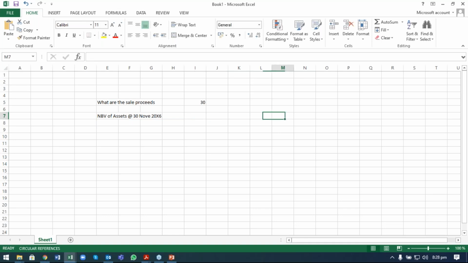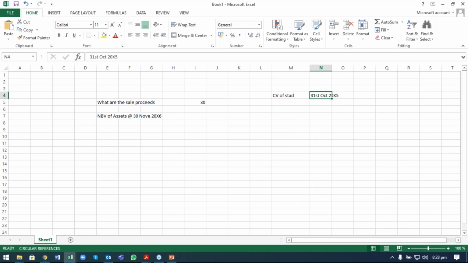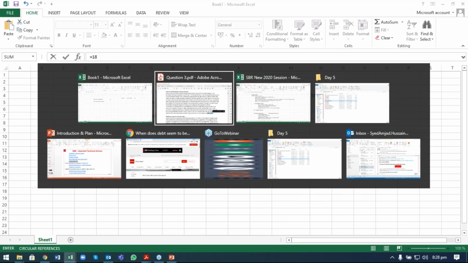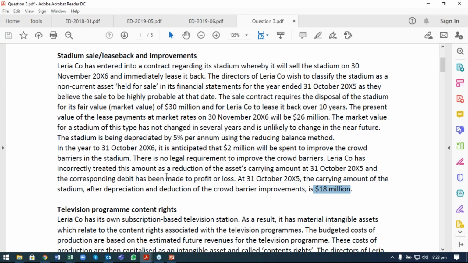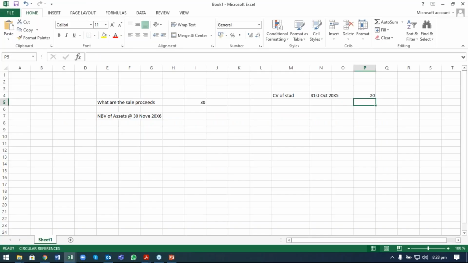Sorry, I'm looking into the value on 31st October 20x5. This is the carrying value of the stadium. So the carrying value of the stadium at 31st October 20x5 is 18 million, right? On top of it, the 2 million value that you have charged to the profit and loss account, you have to add back because this is the wrong treatment, right?